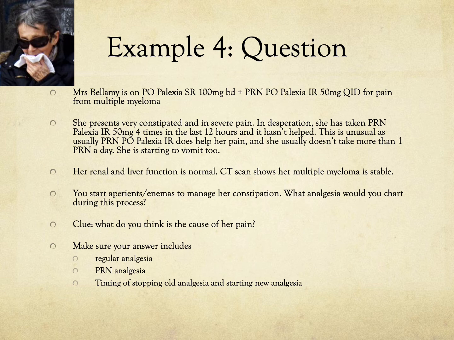Her renal and liver function are normal. CT scan shows her multiple myeloma is stable. You start aperients and enemas to manage her constipation. What analgesia would you chart during this process? Clue: what do you think is the cause of her pain? Make sure your answer includes regular and PRN analgesia and timing of stopping old and starting new analgesia.